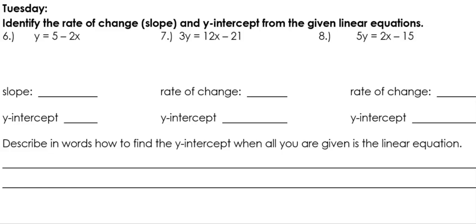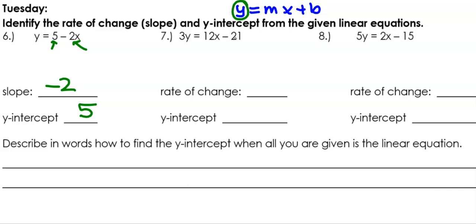Next section. Identify the rate of change and the y-intercept. In order for that to happen, your sentence must be written in slope-intercept form where the y is by itself. This one, number 6, it has that. Y is by itself, so the constant is the y-intercept, and the coefficient of x is the slope. Notice I don't write the x.